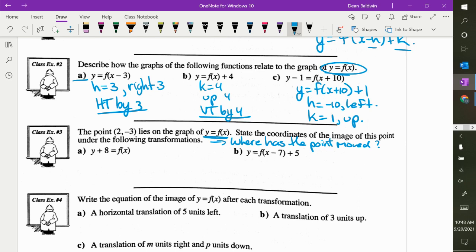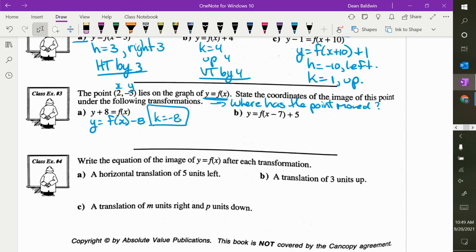So y plus 8 is equal to f of x. What have we done? What sort of translation movement have we done? You went down 8 because I need to move this 8 over there. Which means that's my k value. Which means we went down. So if you're moving a point down 8 units, are you affecting the x or the y value? The y value. And this is our original point. So there's our x and our y.